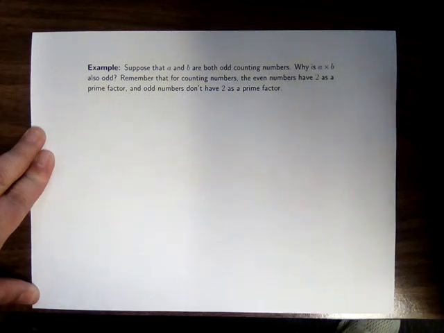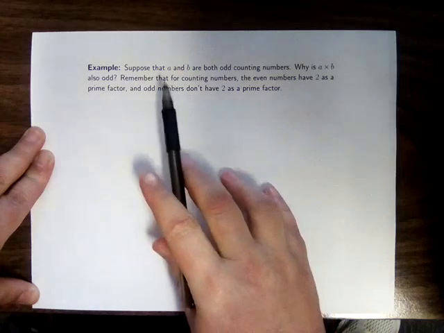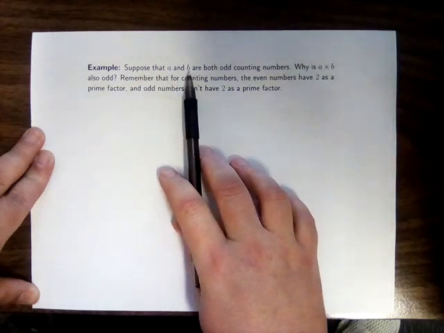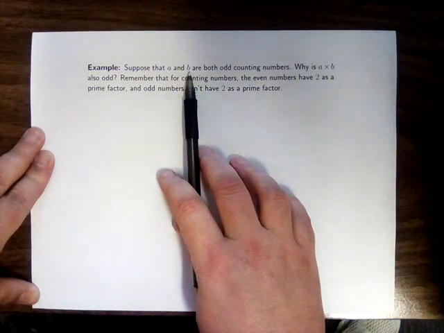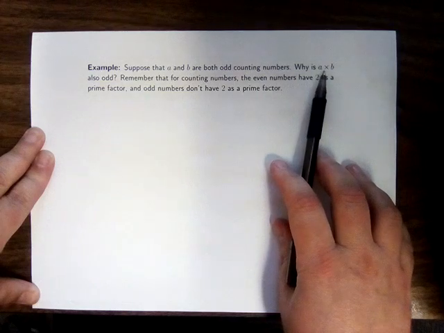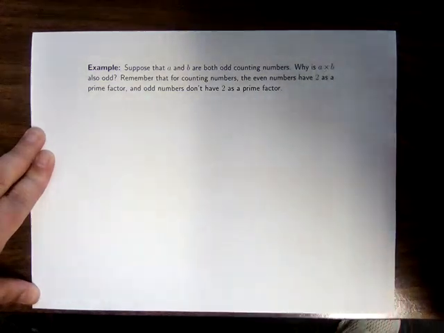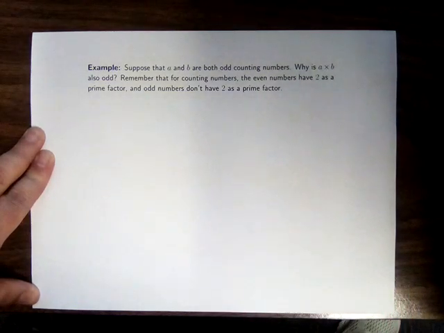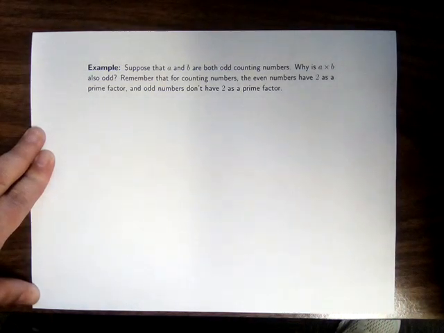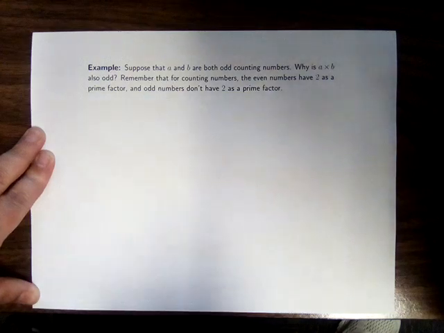In this video, I'm going to be looking at a number theory problem where I ask myself, why is it that if I take any two odd counting numbers and multiply them, that product must also be odd as well. The key to this is knowing what we mean by even and what we mean by odd. For the counting numbers, even counting numbers have 2 as a prime factor, and all the odd numbers don't have 2 as a prime factor.